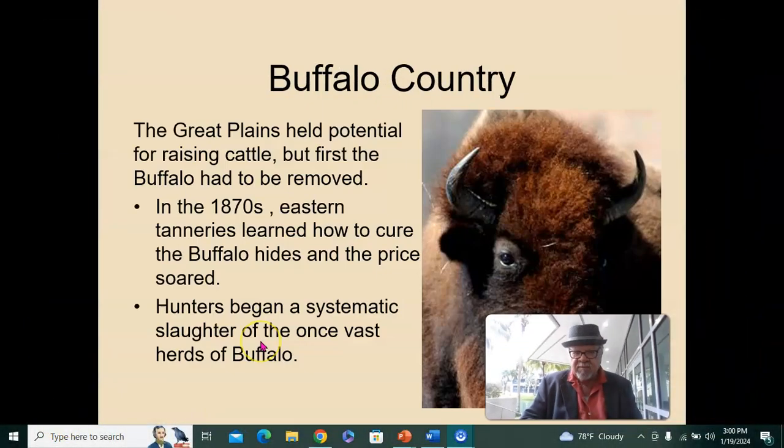Buffalo country. The Great Plains had potential for raising cattle, but first the buffalo had to be removed. They were in the way. God help you if you're in the way of civilization and progress. So I'll go back to my pictures, which you saw a preview of a moment ago. So in the 1870s, the Eastern tanneries learned how to cure the buffalo hides, and the price of buffalo hides, leather obviously, soared. Hunters began a systematic slaughter of the once vast herds of buffalo.